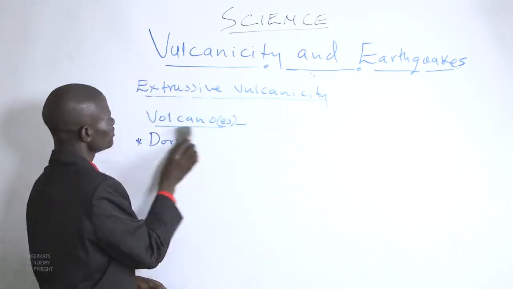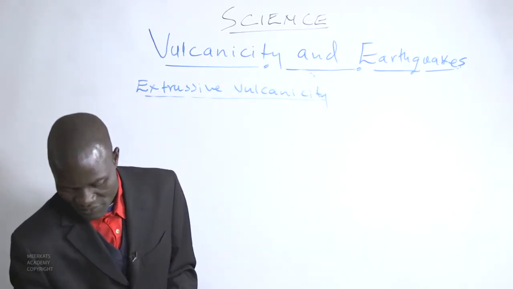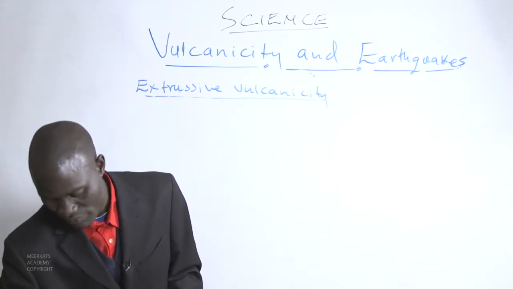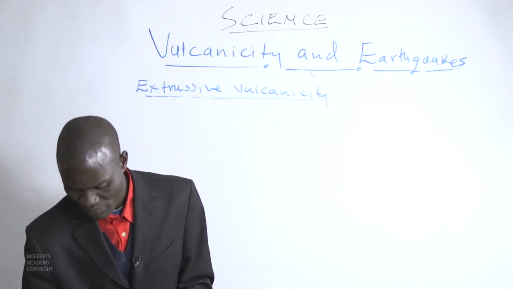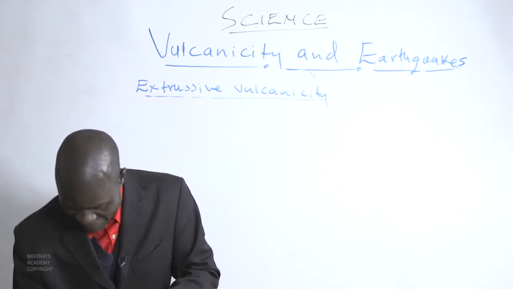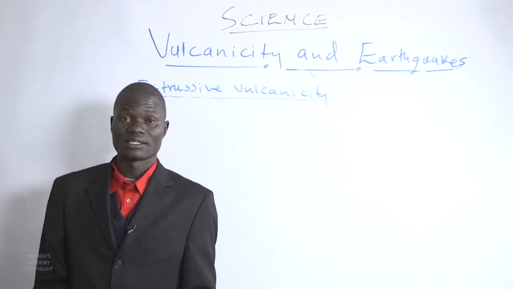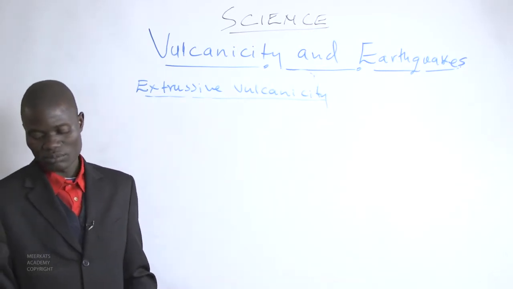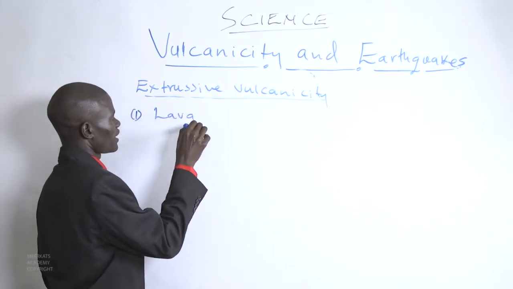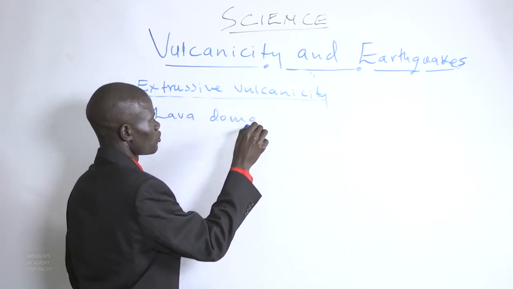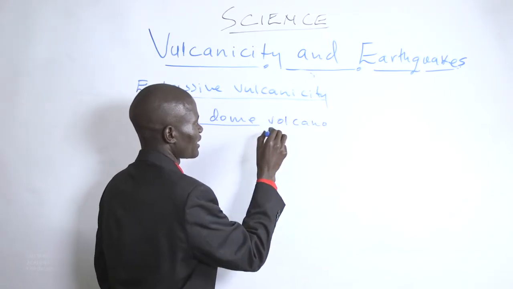Now, let's move on and look at various types of volcanic features that can result in the formation of a volcano. There are various types of volcanic features. I will describe their characteristics, and we can also see their shape. One is the lava dome volcano.